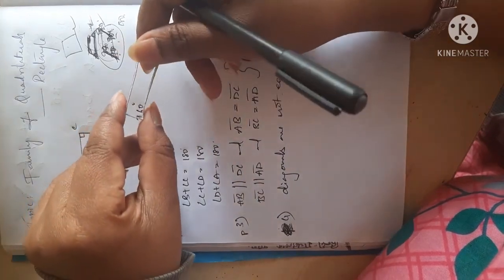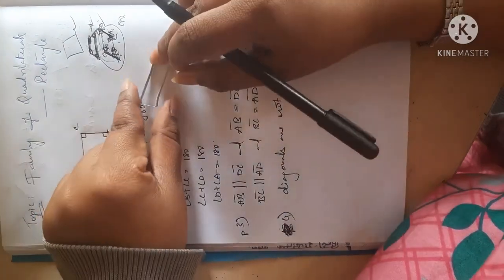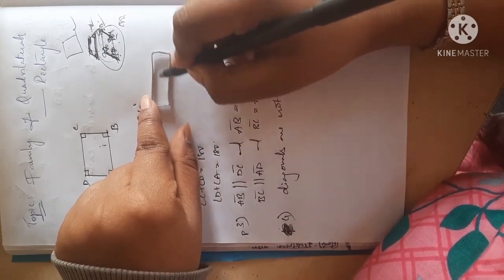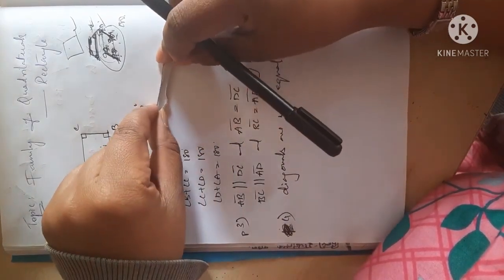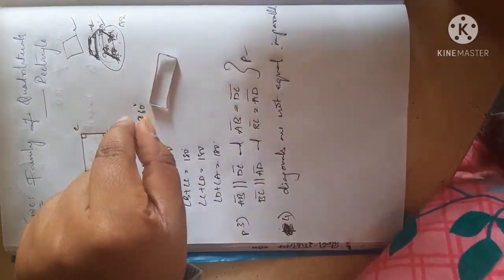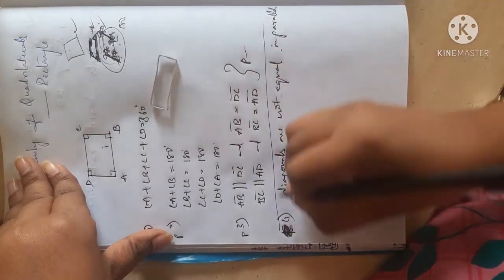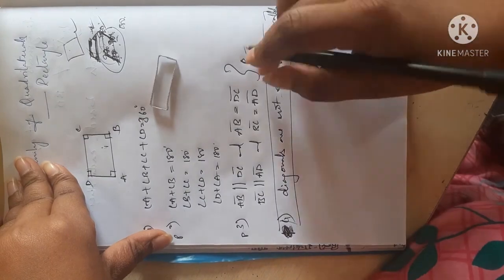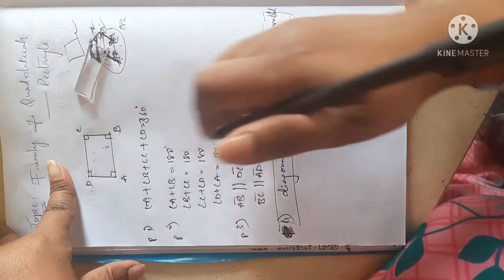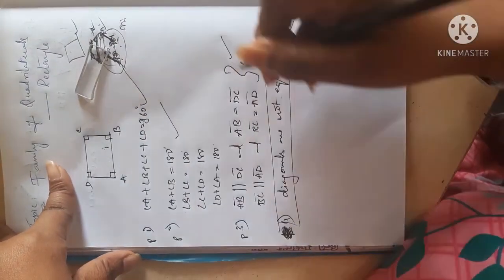But in a rectangle, diagonals are equal. Why? Because all angles are 90 degrees. So no diagonal is shorter than the other one. Both are equal. Okay. So diagonals not being equal is a property of a parallelogram, not a property of a rectangle. It is an extra property of a parallelogram, which is not related to the rectangle. So this is the rectangle. This is also followed by the rectangle.